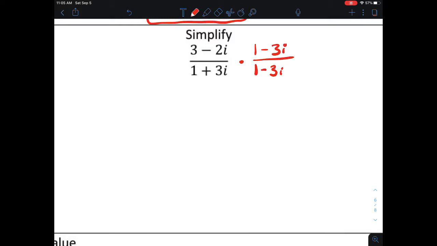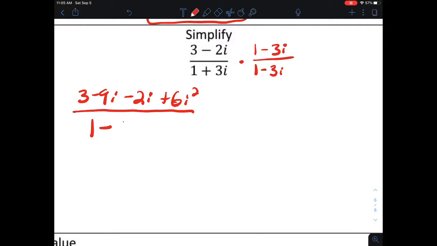So my numerator is going to become 3 minus 9i minus 2i plus 6i squared. My denominator, difference of squares here, is going to be 1 minus 9i squared. And the reason why I multiply by this conjugate is because it removes the imaginary or the irrational part. In this case, it's going to remove the imaginary part of the denominator.